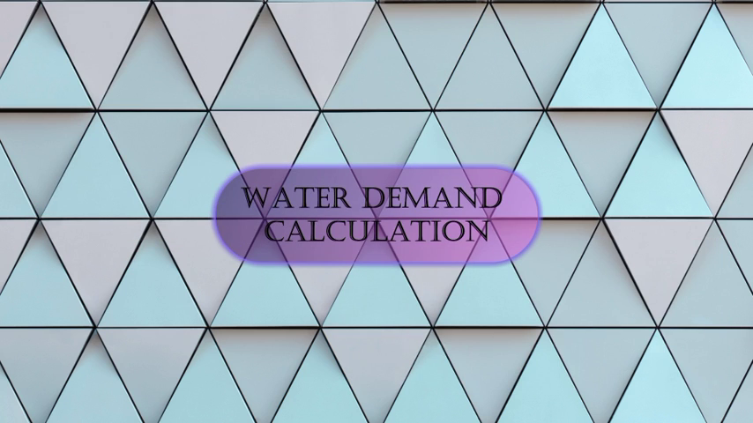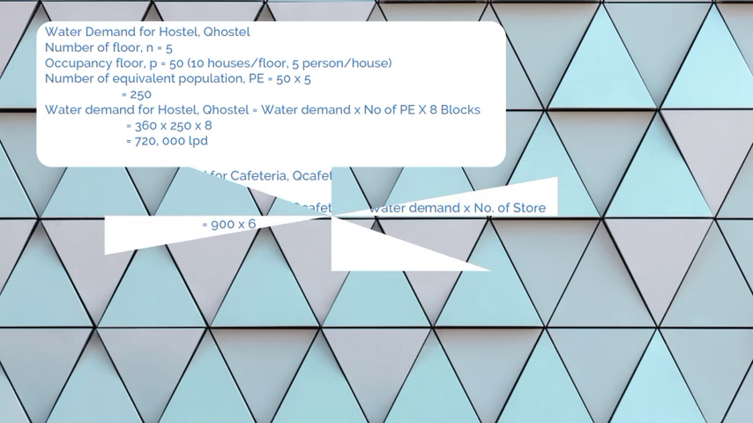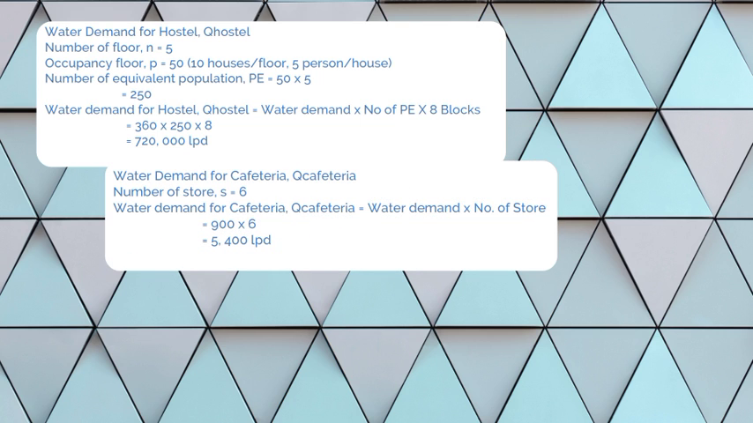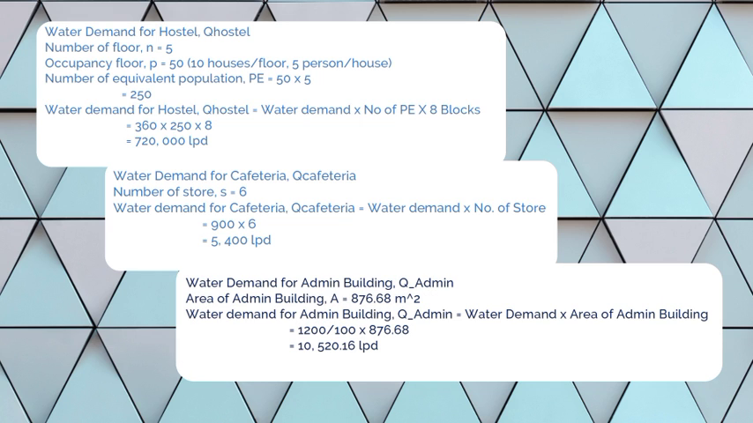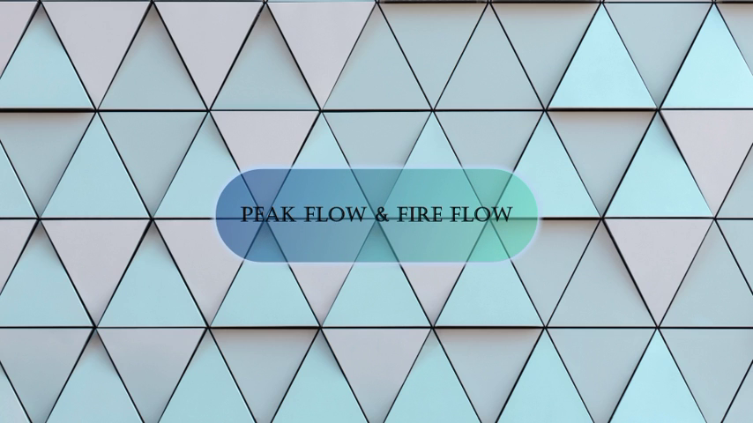Water demand calculation. The water demand for the hostel that we get is 720,000 liters per day. Next, for the cafeteria, the water demand is 5,400 liters per day. While for the admin building, the water demand is 10,520.16 liters per day. And finally, we get the total water demand for parcel A, which is 735,920.16 liters per day.